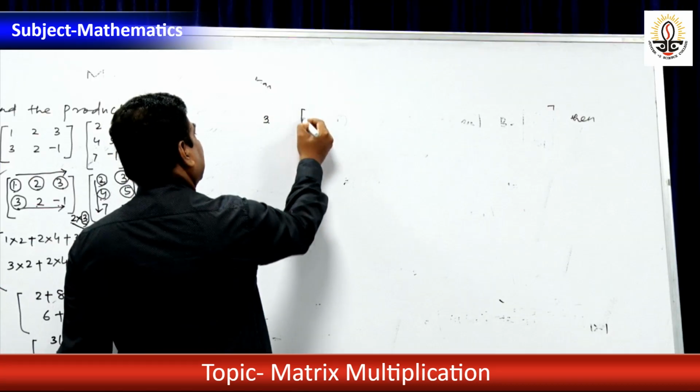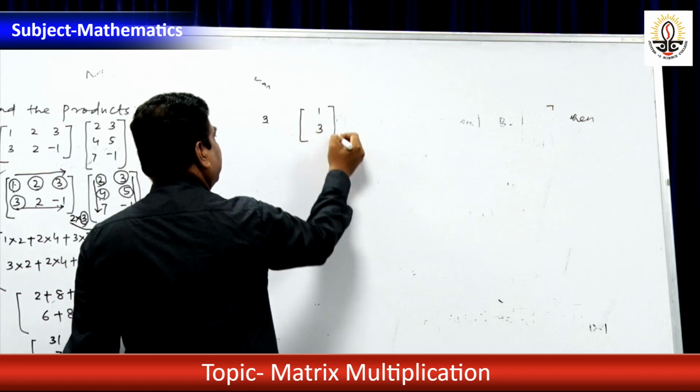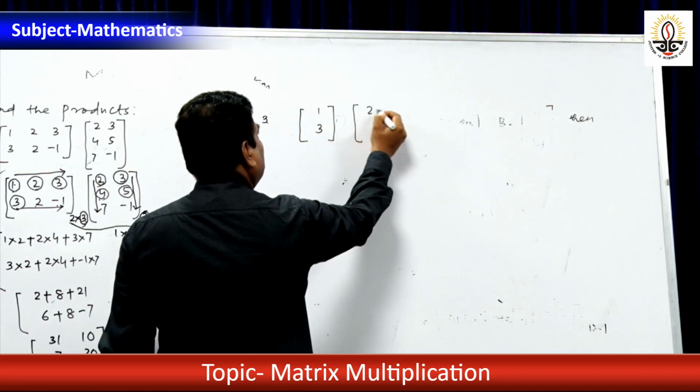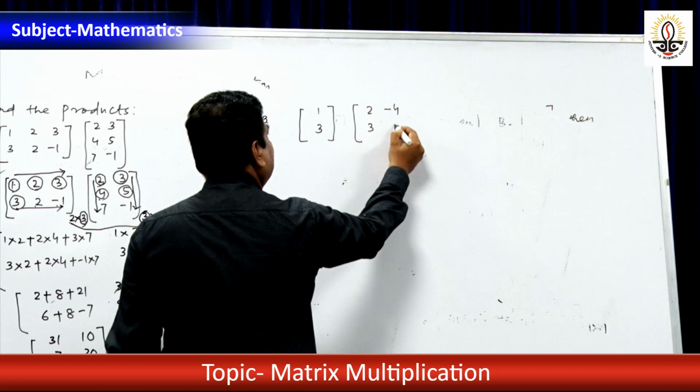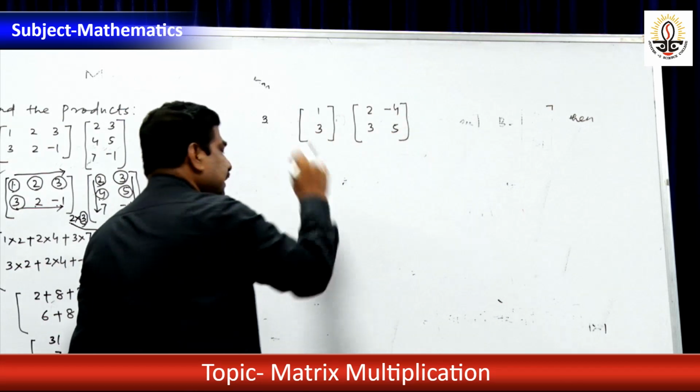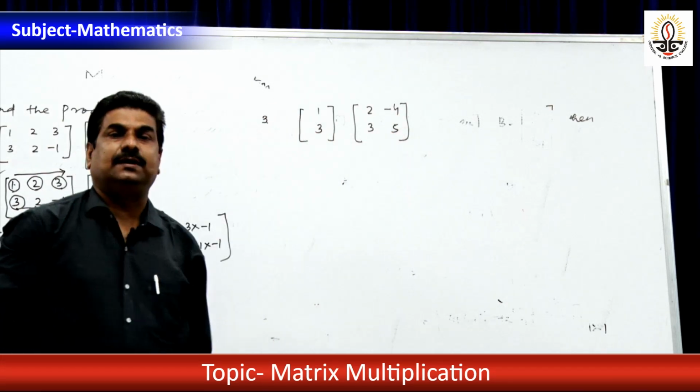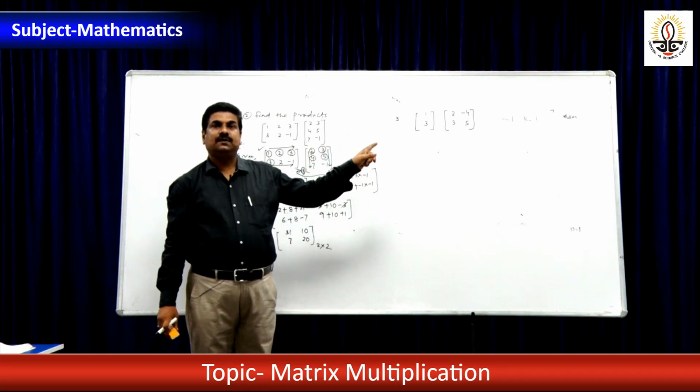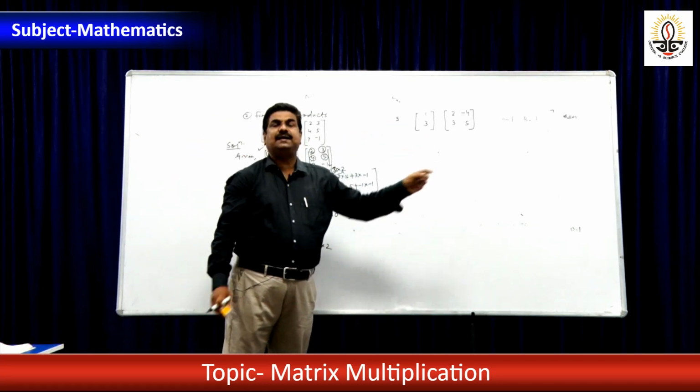One more. 1 3 into 2 minus 4 3 5. Dear, see this question. In this case, can we multiply these two matrices or not?